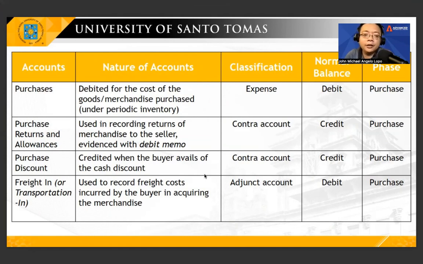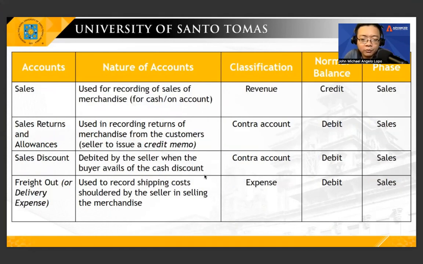Mamaya, I will give you a glimpse of a merchandising income statement. Okay, ito rin yung bago dito: sales allowances, sales discount, freight out, and delivery expense. So when you say sales, it is used for recording sales of merchandise for cash or on account. Ito naman is all about contra accounts, used in recording returns of the merchandise from the customers, where the seller issues the credit memo.